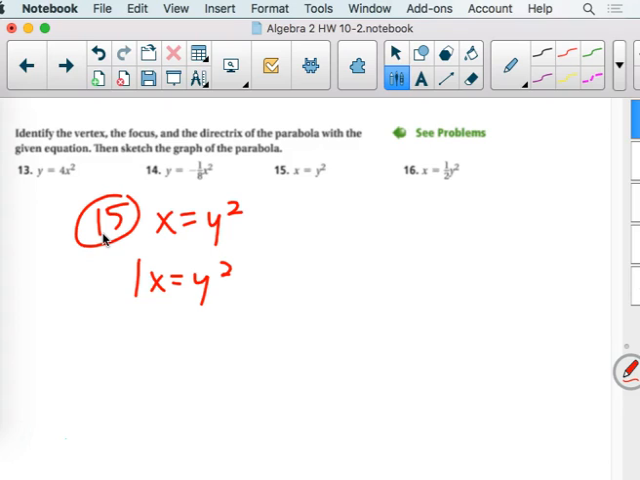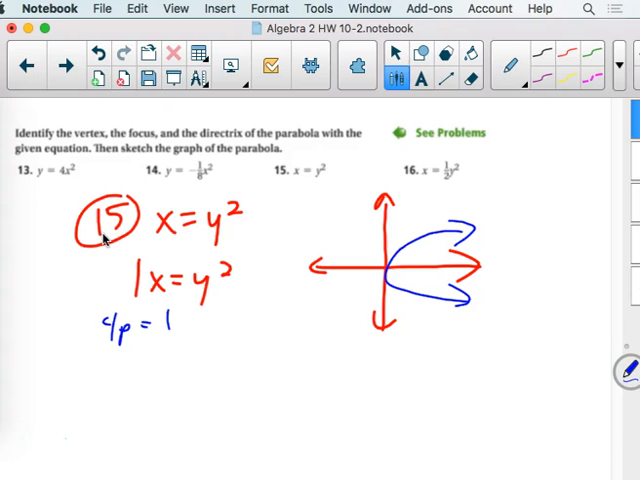So I start thinking, okay, y squared. Y squared means right and left opening. If that's positive, that means this is going to be a right opening parabola. So something like that. Now all I have to do is find all the good stuff. Well, all of that comes from the fact that this was 4px. 4p has to equal 1. So that means p is 1/4.